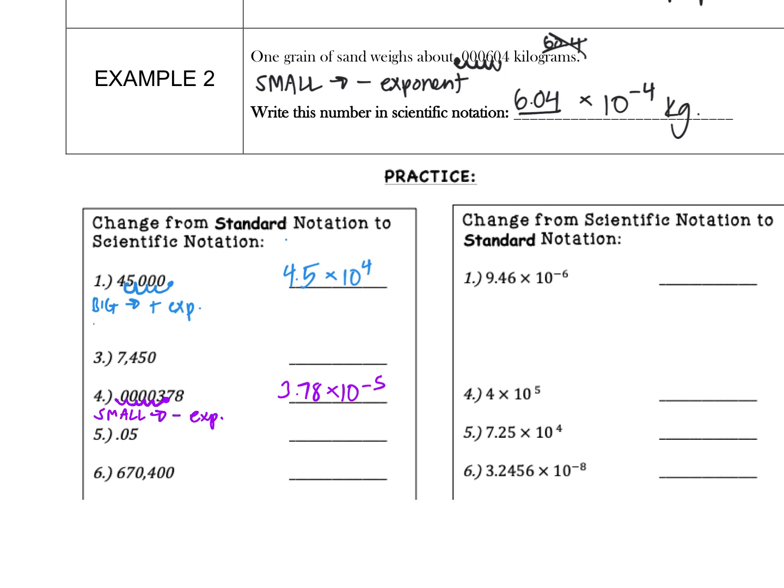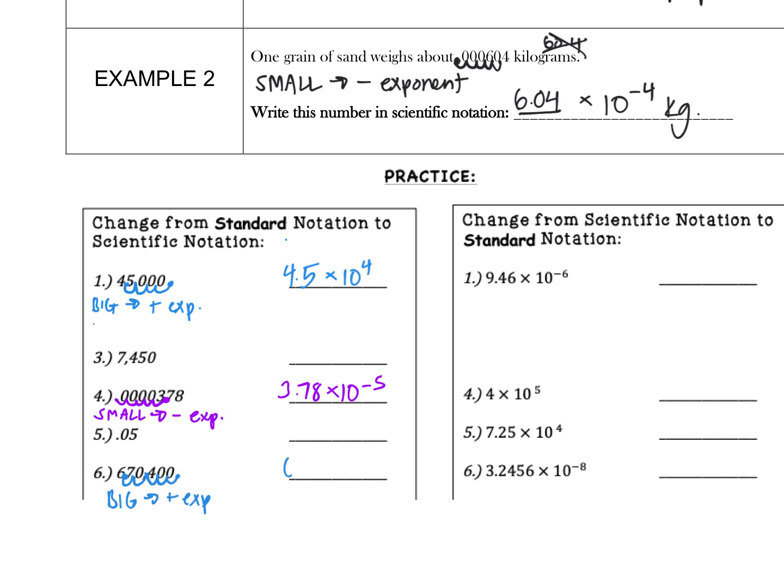And last one I'll do is number 6. Number 6 is a big number. There is no decimal place. So it's going to have a positive exponent. And we're going to start at the very end and count over to get a number in between 1 and 10. So 1, 2, 3. If I stop here, I'm only at 670. Need to keep going. 4 would put me at 67. 5 puts me at 6.7.